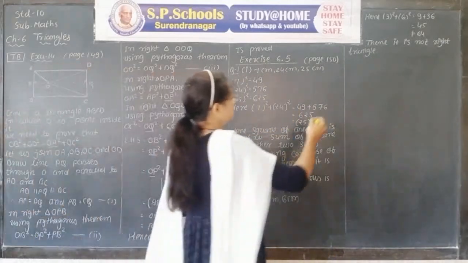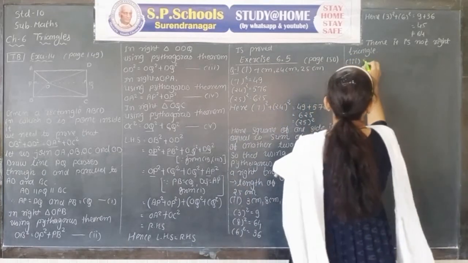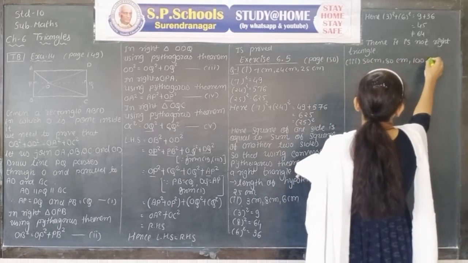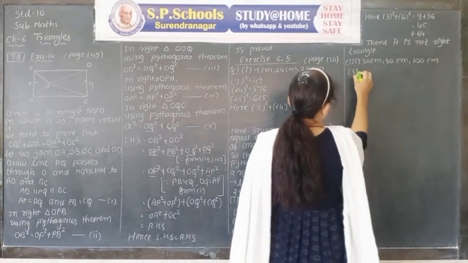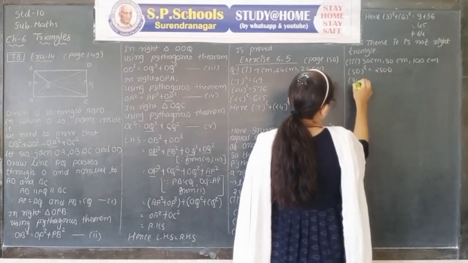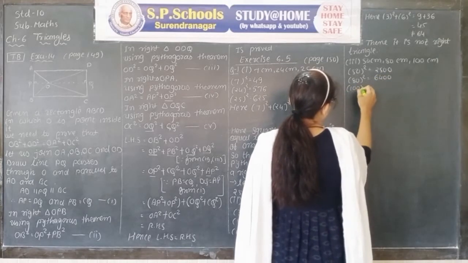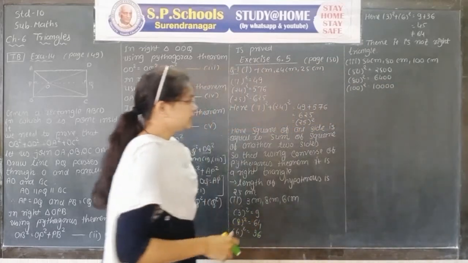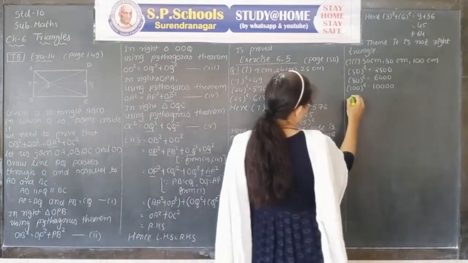Now the third one. Third one is 50 centimeter, 80 centimeter, and 100 centimeter. Do the squares of all three sides. 50 square is 2500, square of 80 is 6400, and square of 100 is equals to 10,000. So obviously here the square of 50 plus square of 80 does not equal the square of 100.